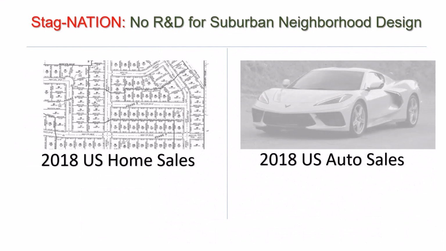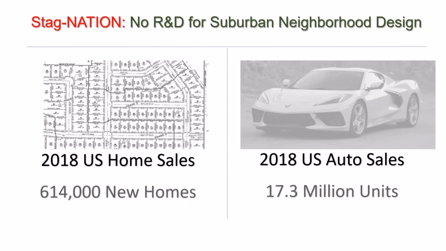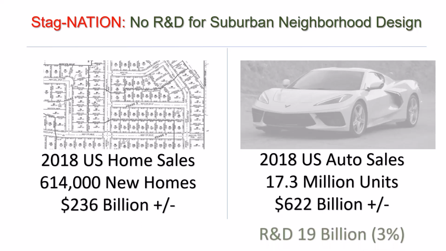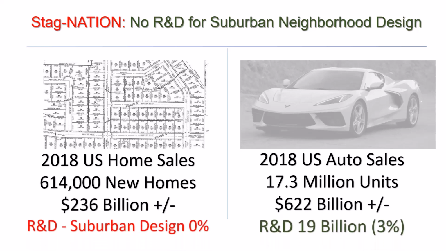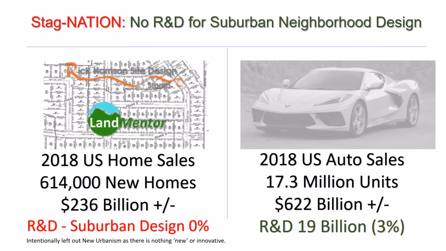Let's talk about stagnation. There is no R&D for suburban neighborhood design. When we look at home sales and car sales, the two major products in this country, 3% of the gross product of auto sales goes into research and development. In suburban design, there's 0%. When we look at Rick Harrison's design studio for the last 30 years, and you could search on the internet, as far as suburban design, we're the leaders.